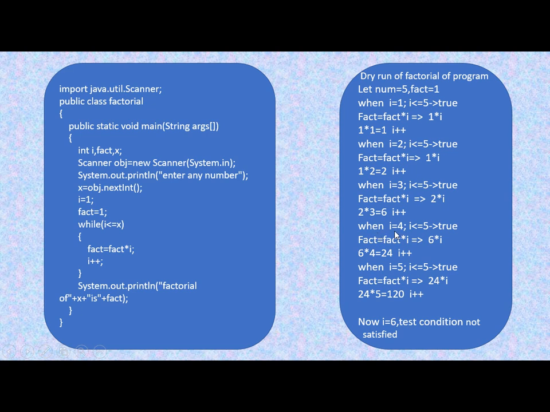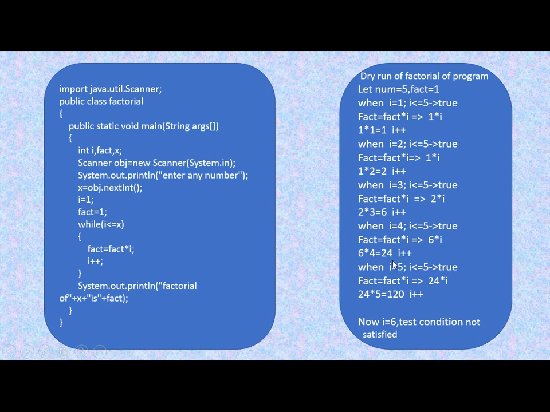So when I equals 4, this test condition is satisfied. So this statement will be executed. What will be executed? fact equals fact into I. So what is fact now? Fact is equal to 6. So 6 into I, that is 6 into 4 equal to 24. Now again the value of I will be incremented, that is I plus plus. Now when I equals 5, this test condition is again satisfied, that is I is less than or equal to 5. This is true. So this statement will be executed, fact into I.